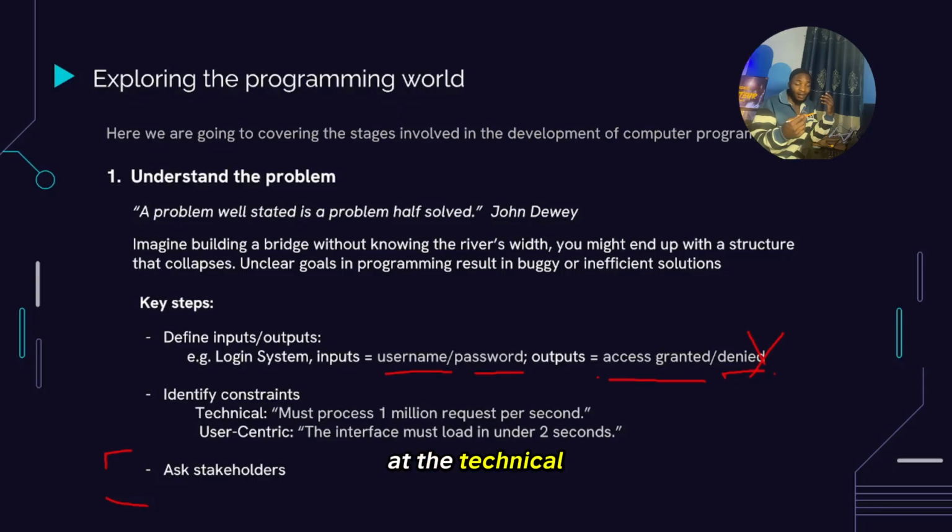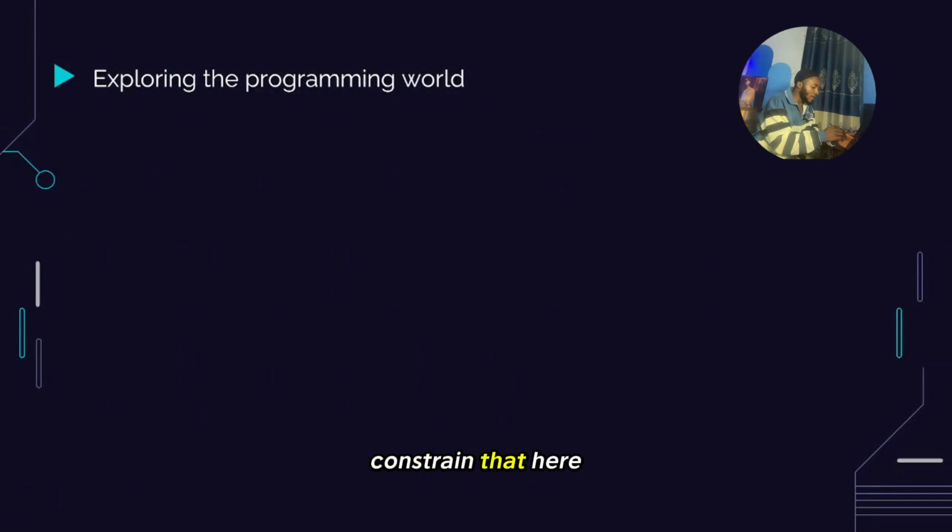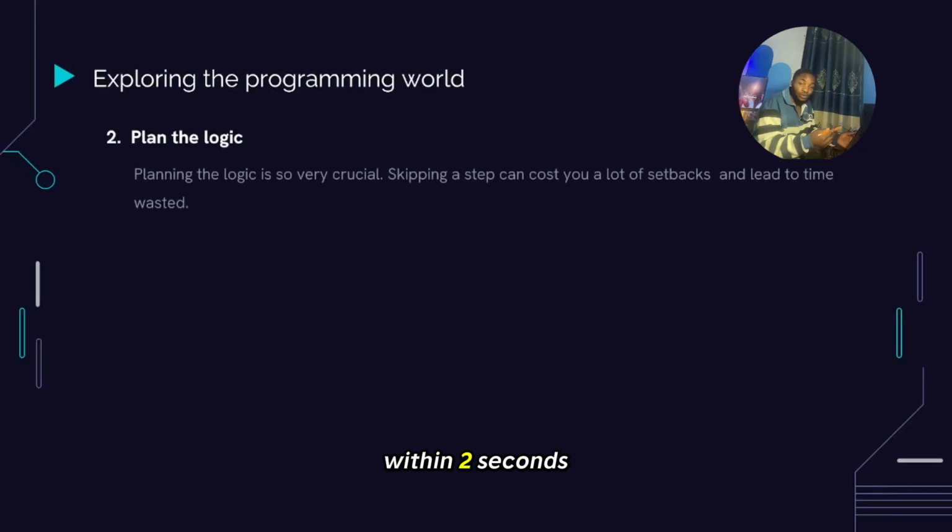So let's look at the technical constraint. Here we have something like: must process a million requests per second. That's one of the technical constraints that you can have, that the system is required to process a million requests per second. Or for a user-centric constraint, the interface must load within 2 seconds. Let's say the website must open within 2 seconds.